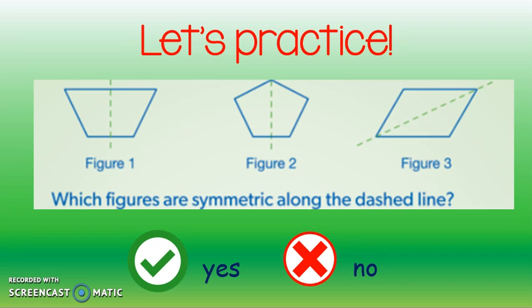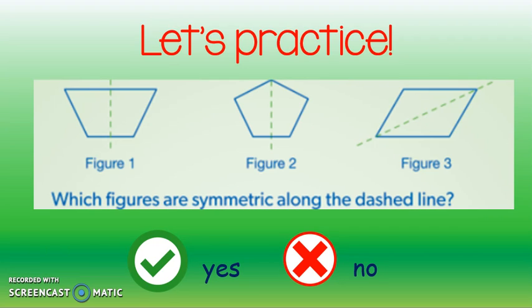So let's look at this one. We're going to practice. If figures are symmetric along the dashed line, let's look at figure 1. If I were to fold this in half on that green line, would that be symmetric? You should tell me yes, because if you look at each side, they're the same. What about figure 2? If I were to fold that in half, you should tell me yes, that would be symmetric, because if you look, it's exactly the same on both sides.